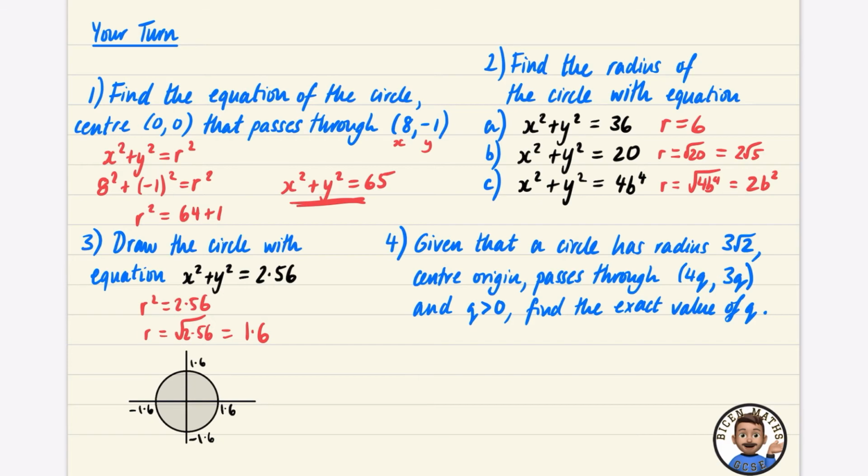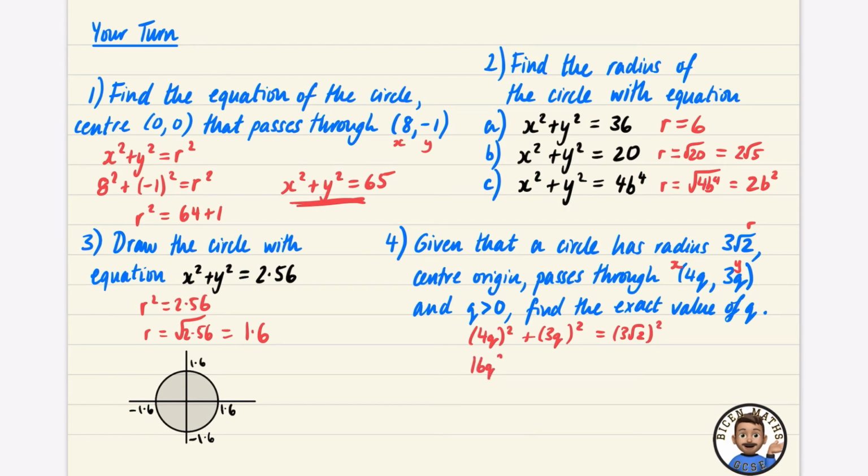Last question, given that a circle has radius 3 root 2, centre the origin and passes through 4q and 3q, and it says that q is greater than 0, find the exact value of q. So here's my x, here's my y, and here's my r. So I'm going to go straight in with my x squared, 4q squared, plus y squared, which is 3q squared. Make sure you put the brackets so you remember to square the 4 and the 3 here, and that's equal to the radius squared, which is 3 root 2 squared.